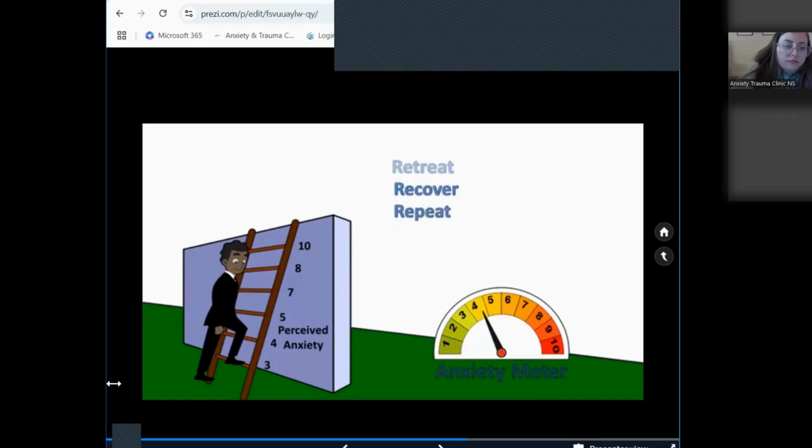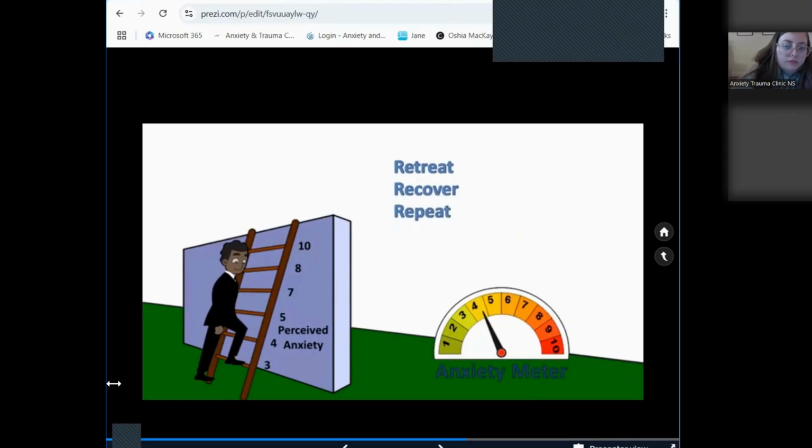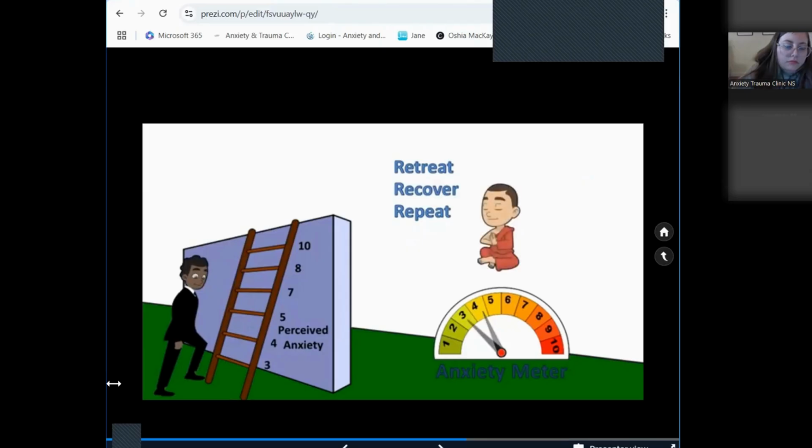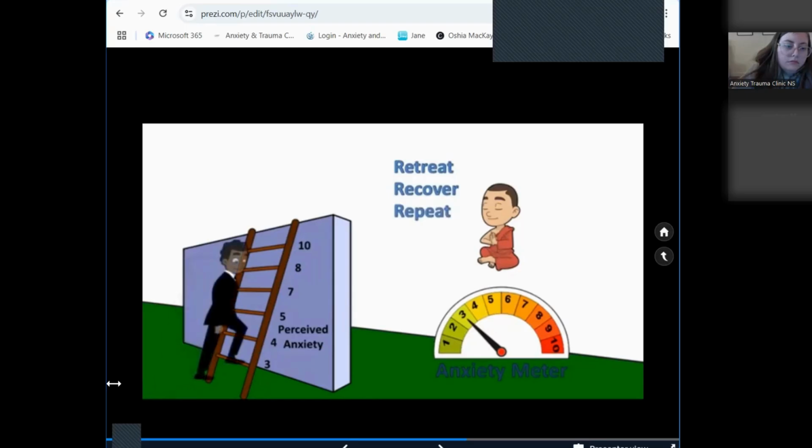So first, you retreat. And what this means is simply that you stop doing the exposure for now. And then you recover and give yourself a chance to calm down until you're not feeling anxious anymore. And then you repeat and you start the exposure again, and you continue with these steps of retreat, recover, and repeat as often as you need until your anxiety no longer rises above a 3.